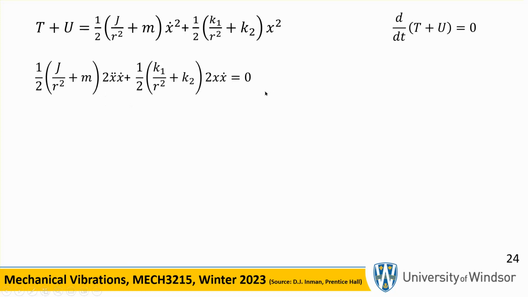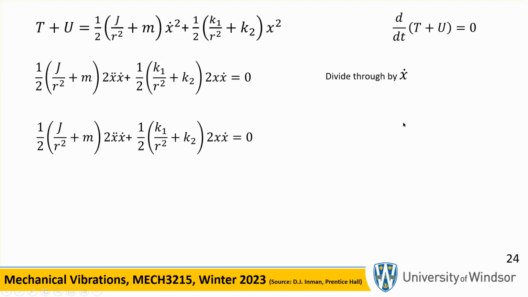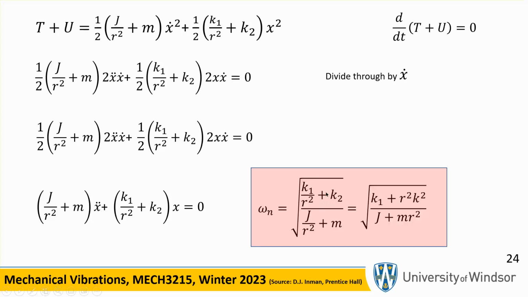Differentiate it and set it equal to 0. We have done this so many times: take this, differentiate it with respect to time, and divide through by x dot, and you get, well, on the next slide. Yeah, divide through by the x dot. This is repeated here, I don't know why. It's the same thing. You get this. This is the mother of all equations. This is the effective mass. This is the effective spring. And the natural frequency of vibration is right here.